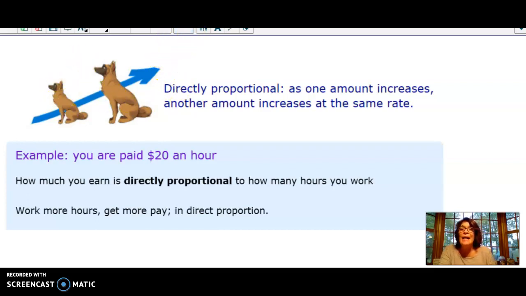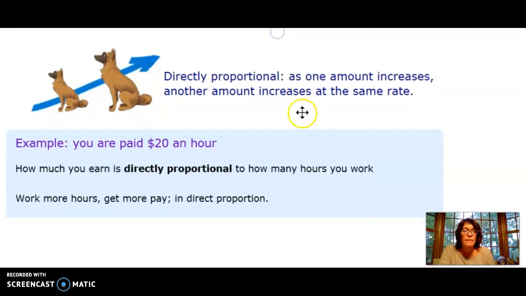Okay, this is the last section in chapter 2. Of course, that means the test is coming up, doesn't it? So, good and bad. Directly proportional, or direct variation, as it's sometimes referred to. Direct variation is as one amount increases, another amount increases at that same rate.